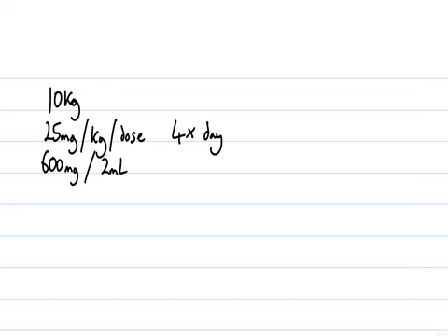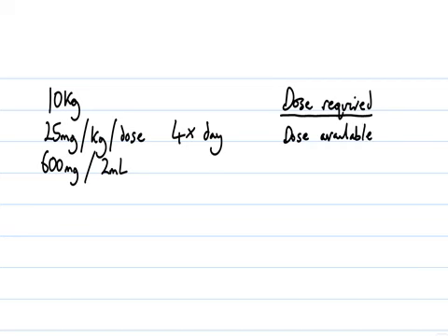So therefore, all we need to do is to put this information into our formula of dose required divided by dose available. Now, what is the dose required? Well, we need to work that out.